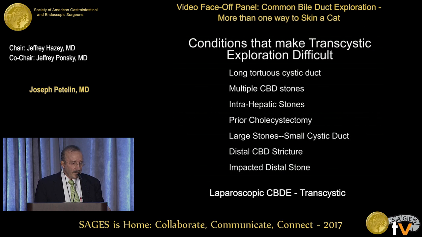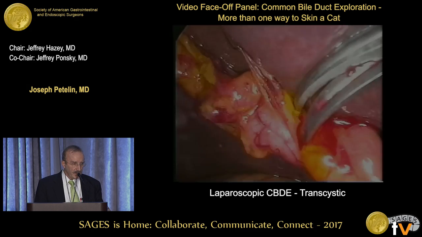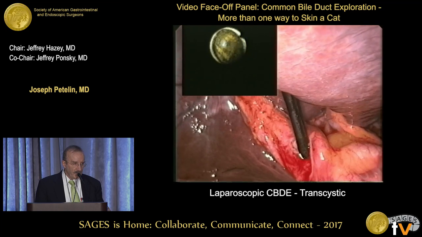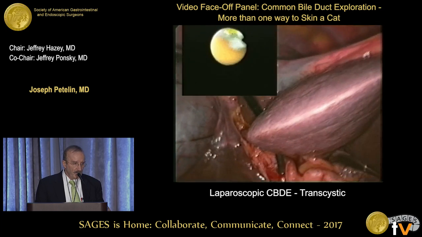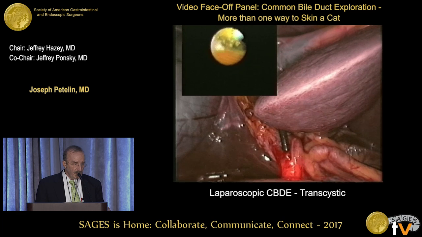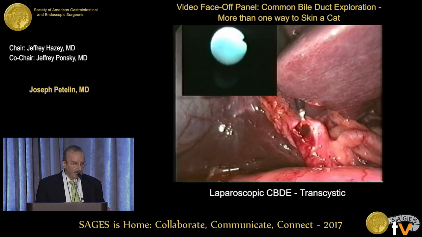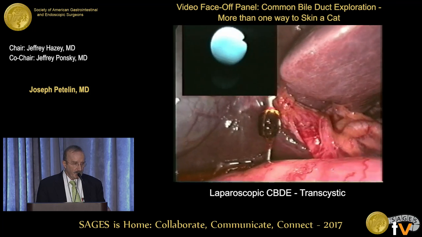So these are the things that you've already heard make it difficult to do a common duct exploration, especially through the cystic duct. So in those cases, we would do a choledochotomy, see the stone, and obviously grasp it and back it out. Then we take it out through one of the ports.